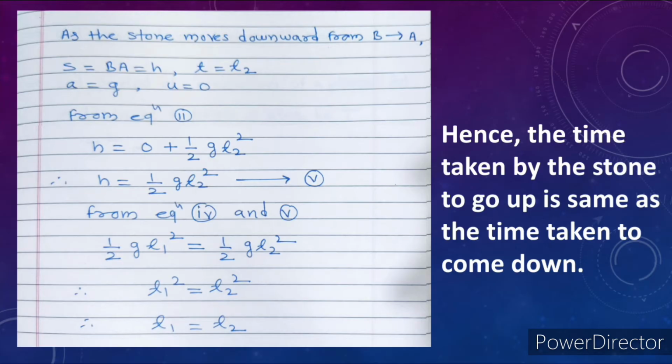From equations 4 and 5, we get 1/2 g t1² = 1/2 g t2², and therefore cancelling the same part on both sides, we get t1² = t2², and then after taking square roots, we get t1 = t2. Hence, the time taken by the stone to go up is same as the time taken to come down.